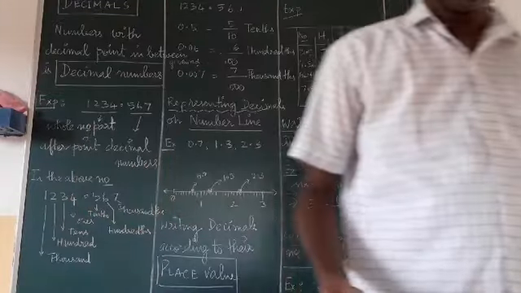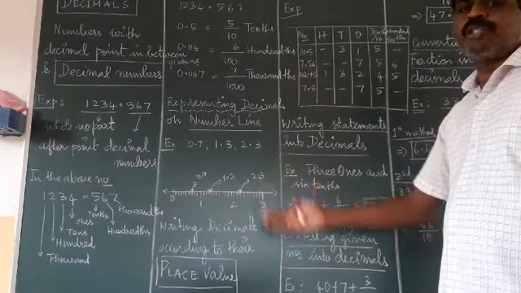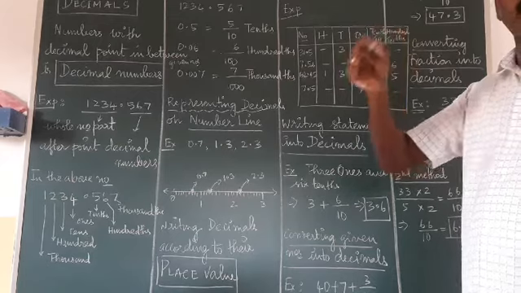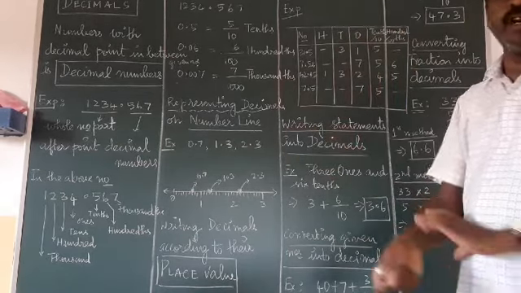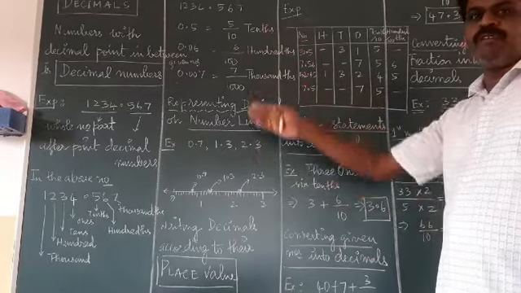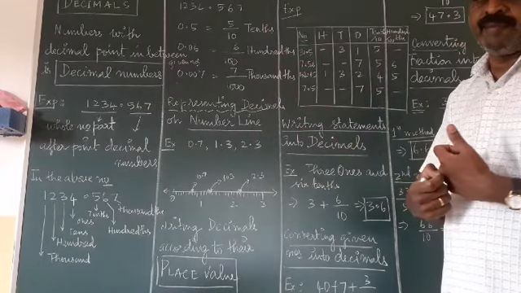And related to decimals, we are going to see word problems, such as 5.6 kilograms, and how to add and multiply those numbers. All that we are going to see in this chapter on decimals.